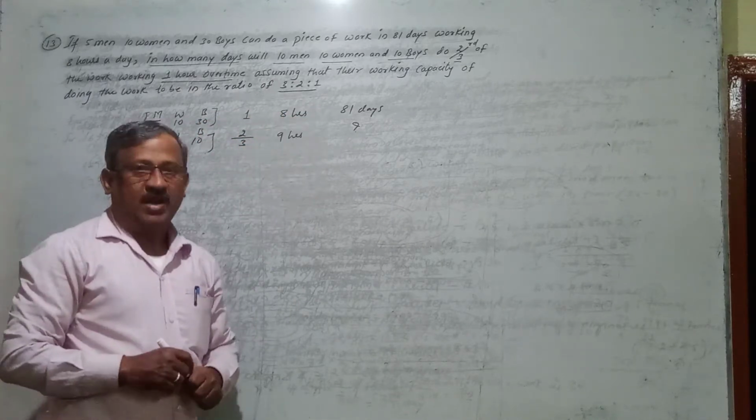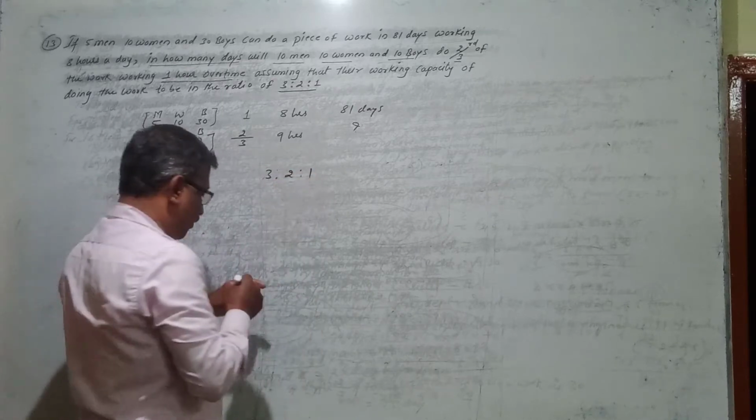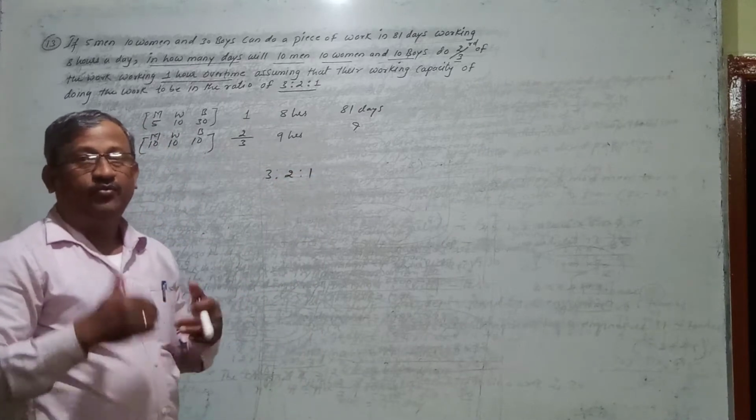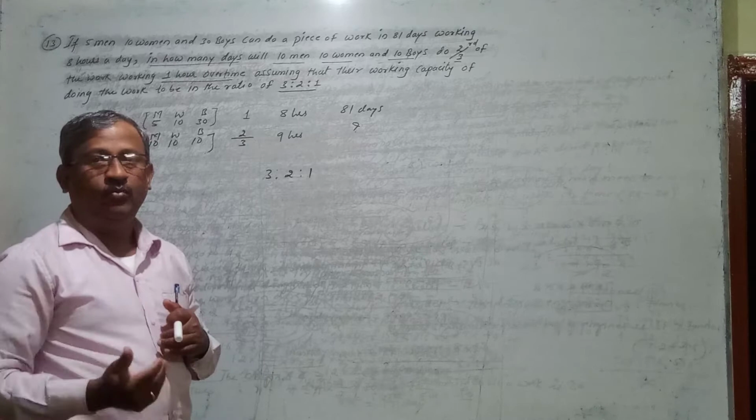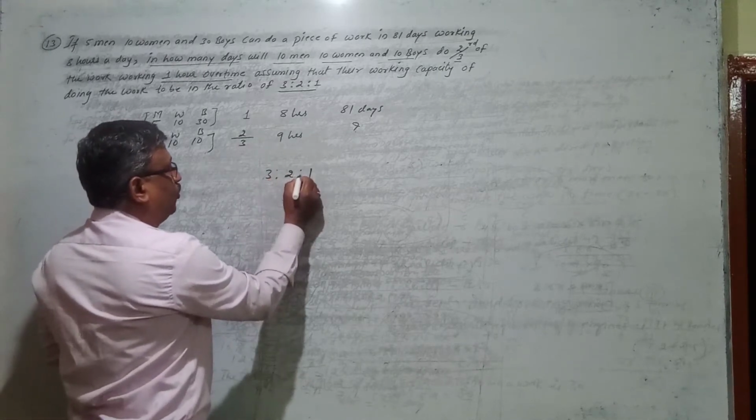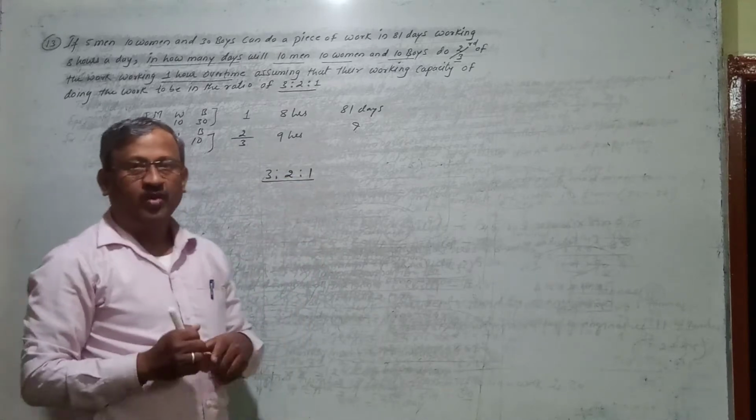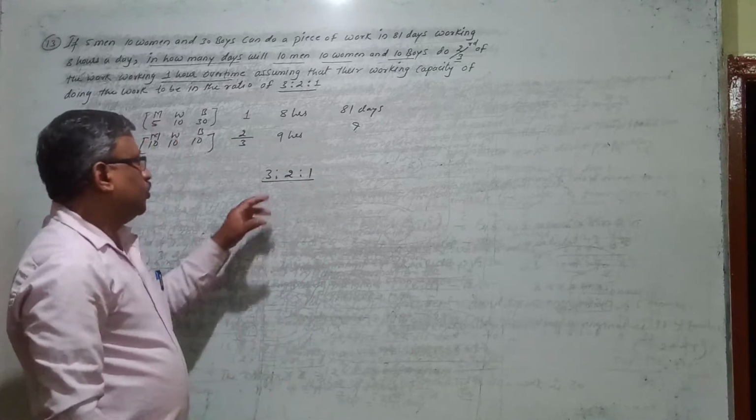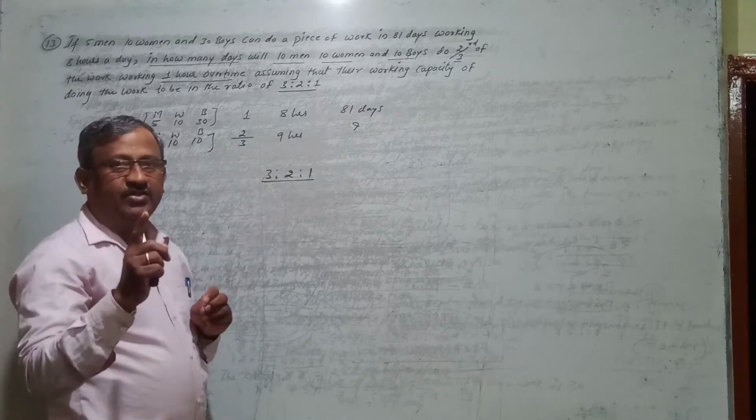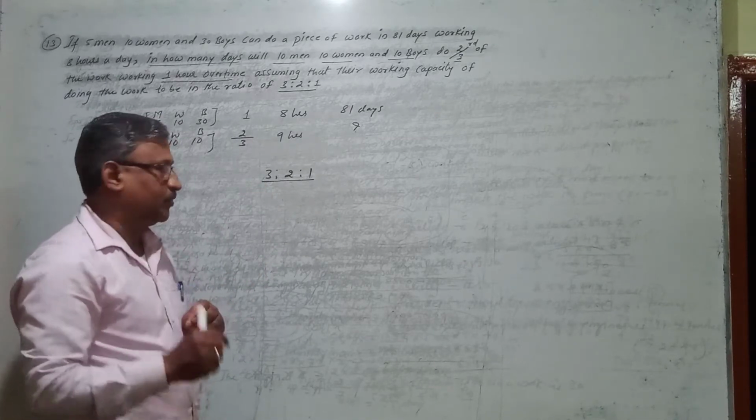So you have to understand the meaning of this 3:2:1. This is the capacity of doing the work of a man, of a woman and a boy, right? What is the meaning of this? I told you while explaining ratio that a ratio always indicates the number of times.